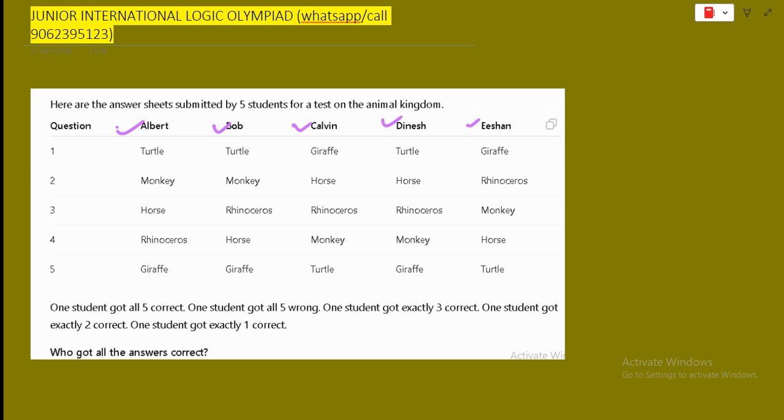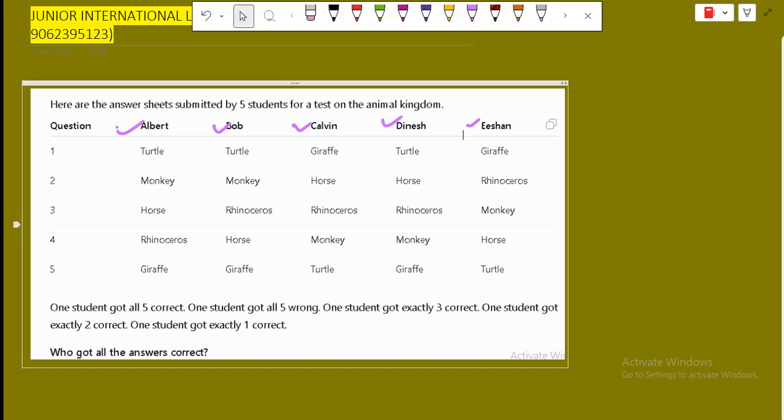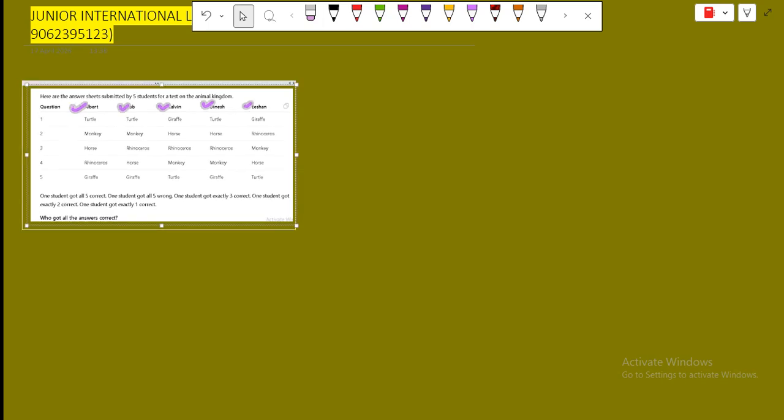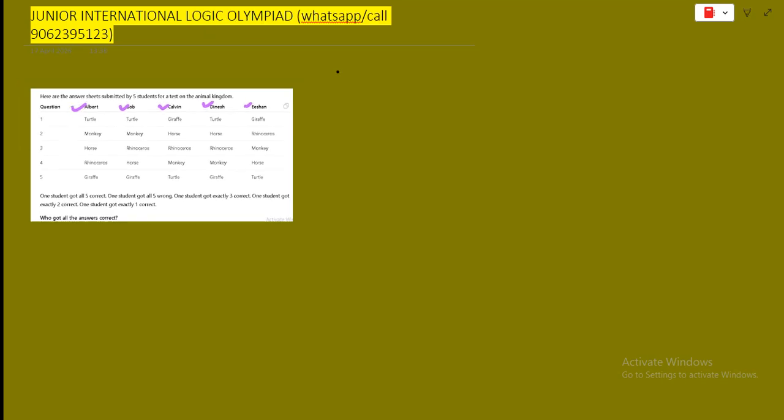Okay, let me make some space to write. Now, in this type of logic puzzle, if we sum up the total number of correct answers, like 5 plus 3 plus 2 plus 1 plus 0, we know exactly how many correct marks are hidden in the table. So this is 11, right? There are exactly 11 correct marks spread across the table, and if we find more or less, we have messed up.